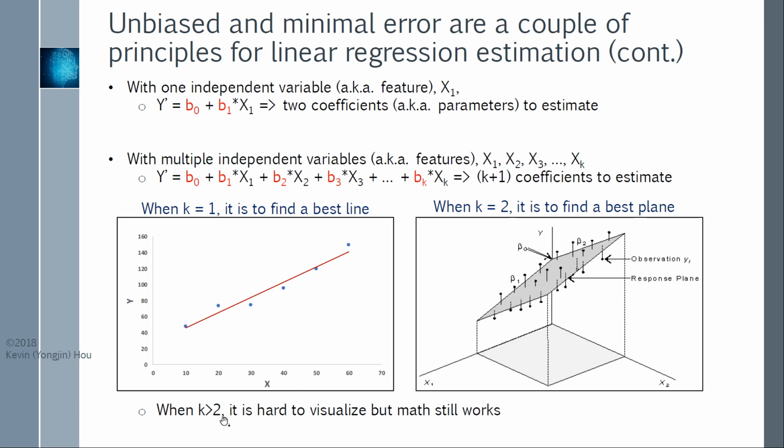When k is greater than 2, meaning more than two independent variables, it's hard to visualize on paper, but the math still works the same way. The goal is still to minimize the cost, so the corresponding coefficients with the minimum cost are the best estimation for a linear regression with multiple variables.